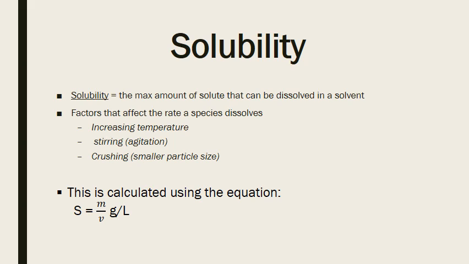Solubility is calculated by mass divided by volume. Mass is in grams, volume is in liters, and the units are grams per liter.